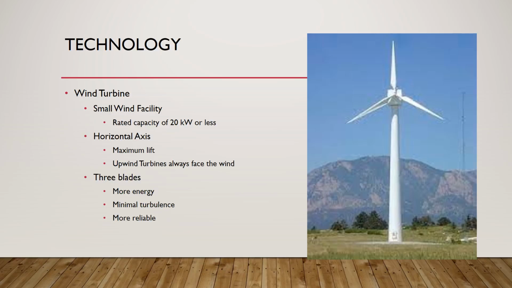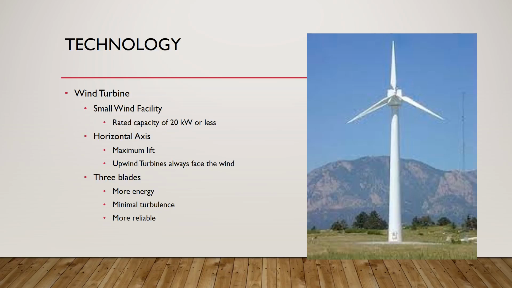The horizontal axis would also be best. It gives us the maximum lift. It could be an upwind turbine, which will always face the wind, so you're going to be not only facing the wind, but getting the most out of the wind as well. And so it's much preferable over the vertical axis.